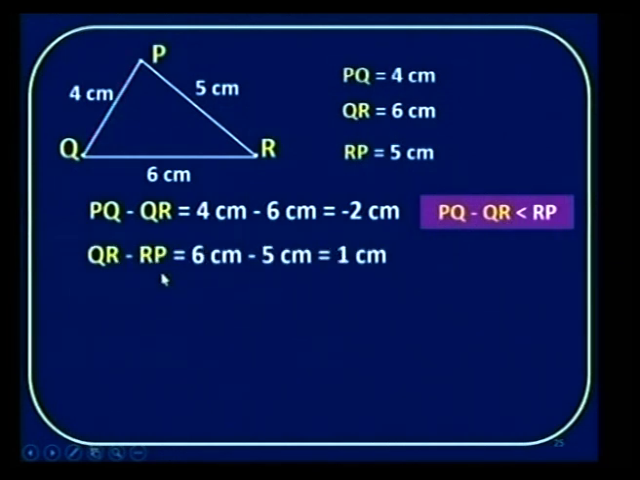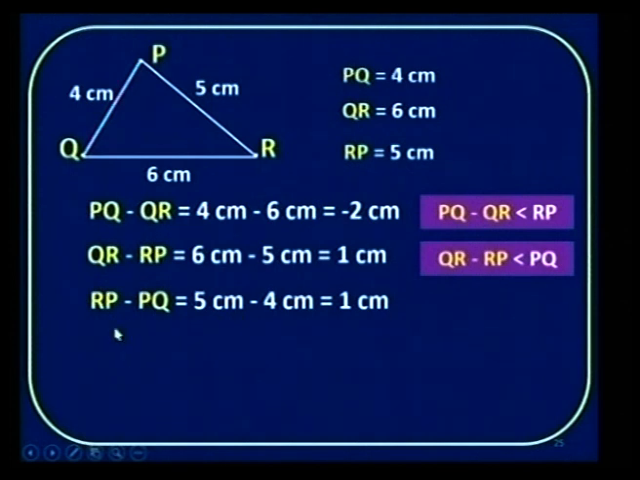QR minus PR, which is equal to 6 centimeter minus 5 centimeter, which is equal to 1 centimeter. So, I can say that it is also less than, means QR minus PR is less than PQ. Next, PR minus PQ, which is equal to 5 centimeter minus 4 centimeter, which is equal to 1 centimeter. Here PR minus PQ less than QR.